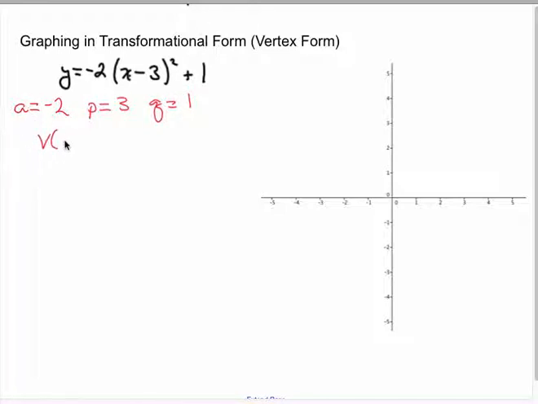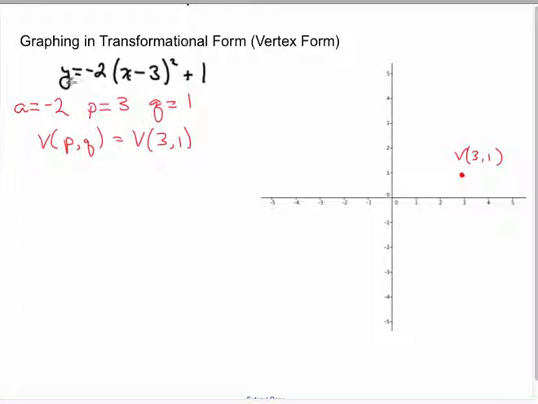Now the vertex is given by the coordinates p and q. So right away from the equation, which is why we call this vertex form, we can actually figure out what the vertex of this equation is. And it's x is 3, y is 1, which is, let's say, about there. And this is the coordinate (3, 1), and that's our vertex. Now, this parabola is opening down, and I know that because of the negative, so I know that my parabola should look something like this.